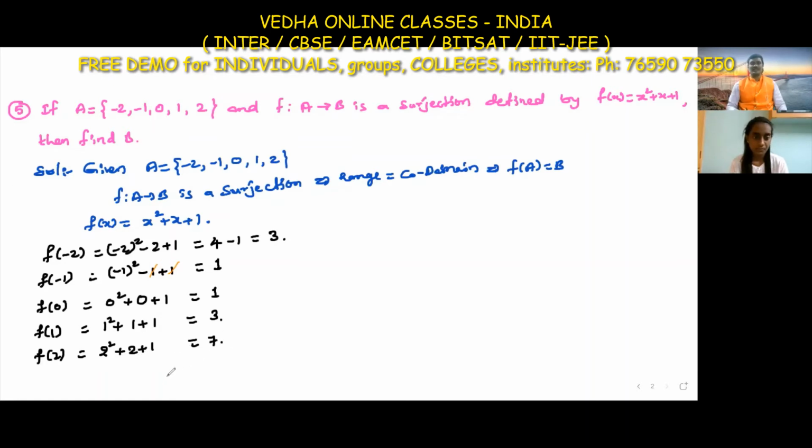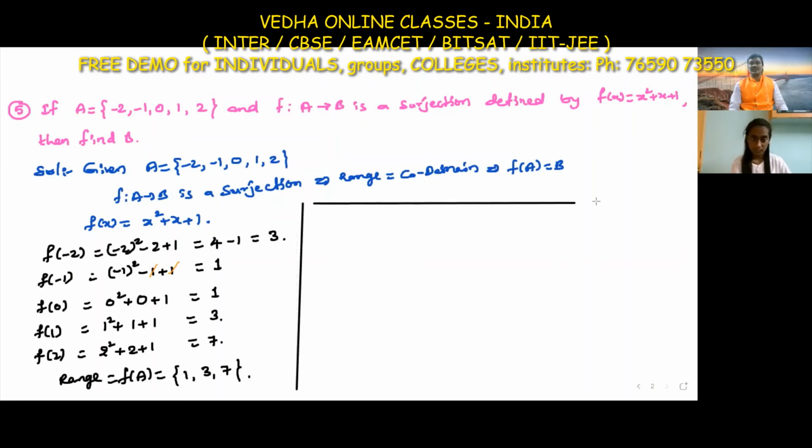So what is the range here? Range is equal to the mapped elements. Range is equal to f(A), which is 3, 1, 1, 3, 7. Even though we get elements repeatedly, we have to write them only once. So 1, 3 and 7. These are the elements in the range.